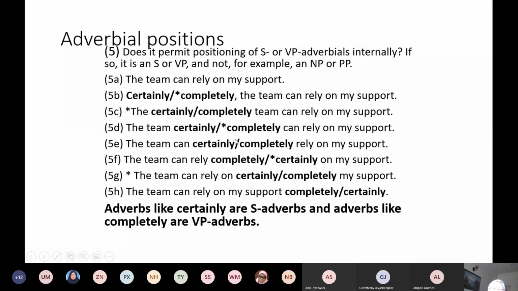And then completely has certain behavior of its own, and then also certainly. So from this behavior, we can know that actually adverbials have two types. The S adverbs, which are the sentence adverbs, and the VP adverbs. So certainly is an S adverb. S adverbs can happen anywhere. The VP adverb completely can only happen at the verb phrase level, not at the sentence level.